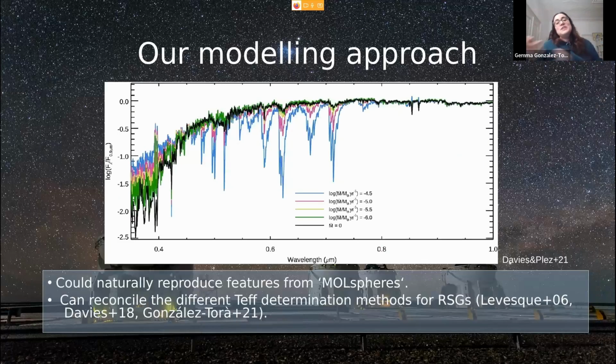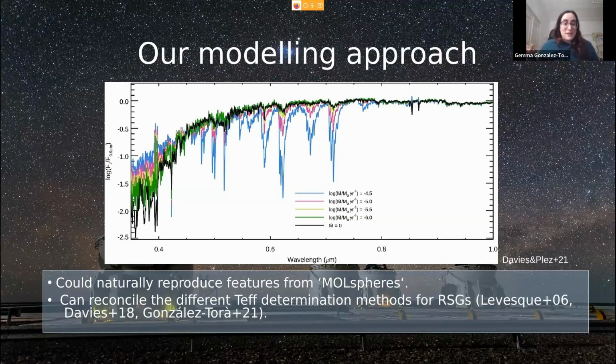Initially, this model was developed by Dan Davis and Bertrand Plez, and they mainly focused on the effect of the model in the titanium oxide bands. You can see here, this is in the optical region, and for the bands, in black, we have the MARCS model, and then as we increase our mass loss rate, we see that our titanium oxide bands get more prominent. So this model could explain, as I already said, all the features that we get from the MOLsphere. So there was no need to get these artificial molecular layers around the star.